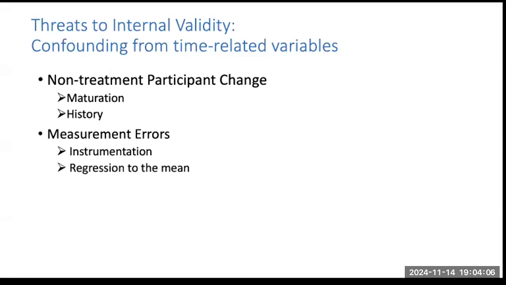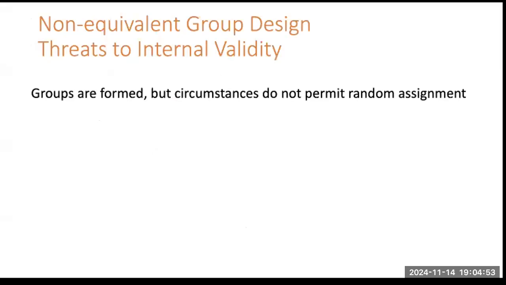Another example of instrumentation is regression to the mean. Regression to the mean is a statistical event where very extreme scores over time tend to move toward the mean. So very high scores will drop down and very low scores will increase. That's what regression to the mean indicates. So again, these are changes in scores that do not have to do with the manipulation. And that's why it's a threat to internal validity. Any questions about these? These are from time-related variables. These could happen over time.